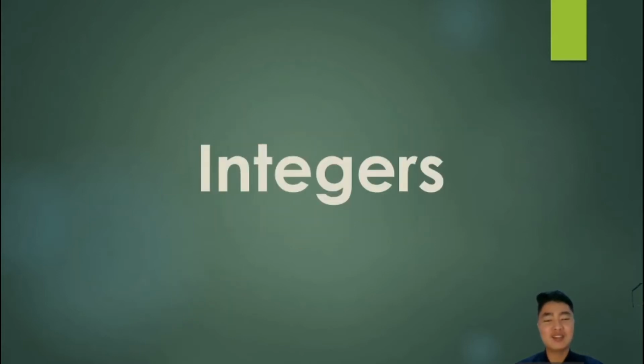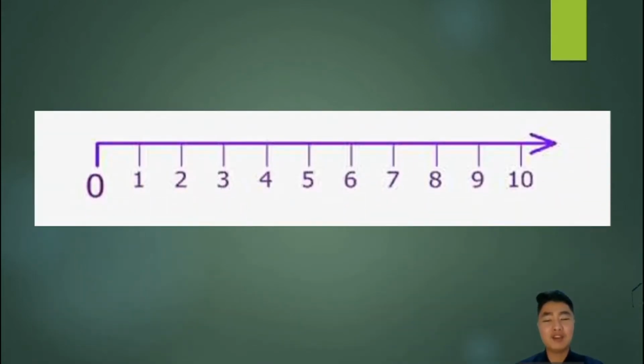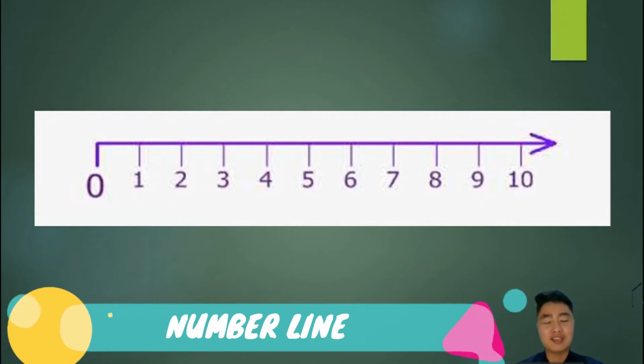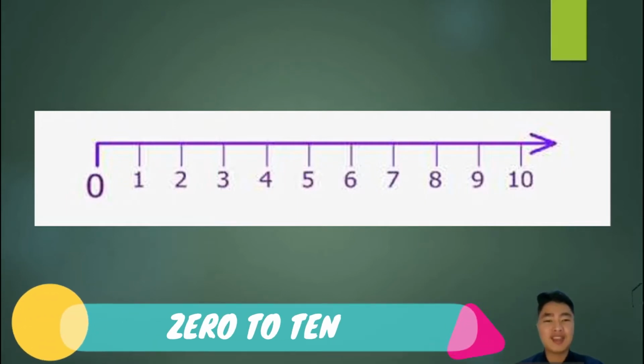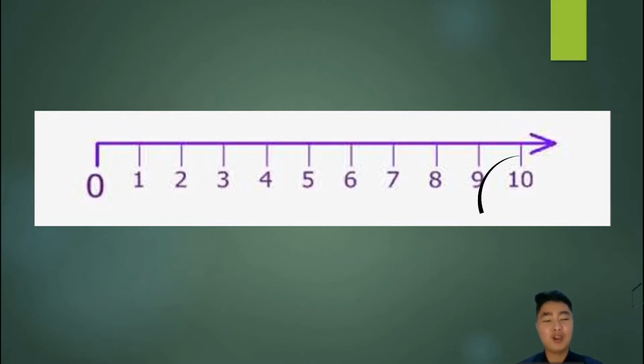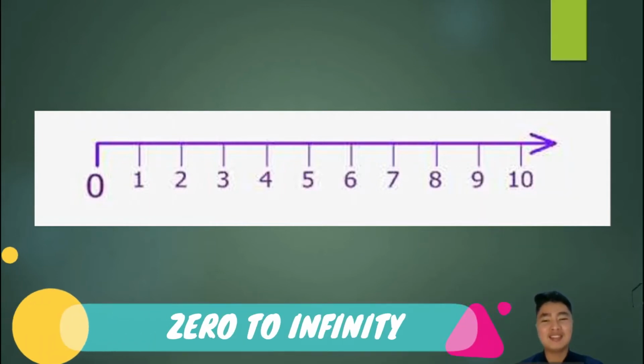Let's start. So for today's lesson, we are going to talk about integers. Have you heard about integers? Let us see. I have here an image showing a number line. You call this a number line. As you can see, there are numbers from 0 up to 10. But then, since that particular arrow is pointing to the right, that means that it's going to continue to infinity. Alright, so you call that the number line.